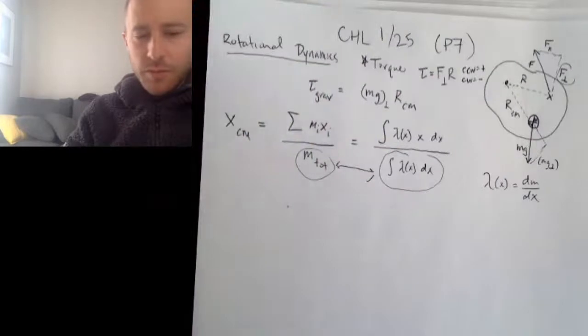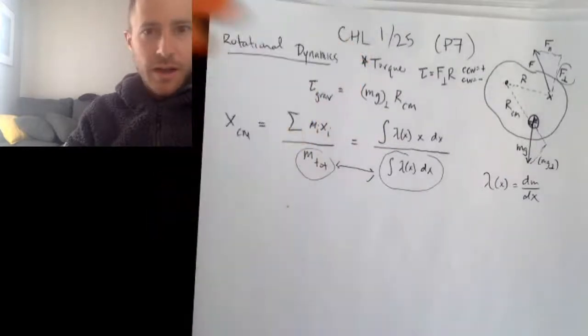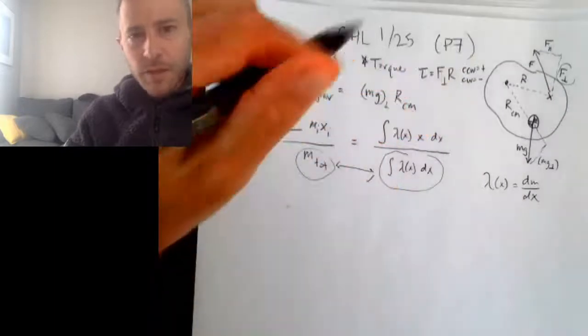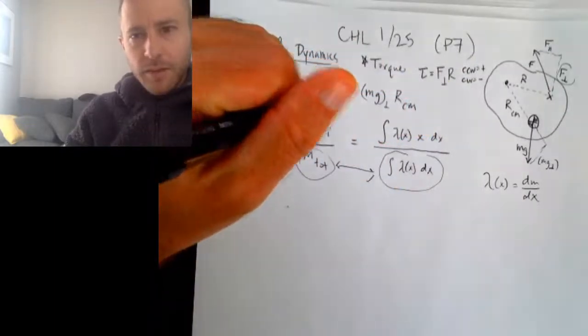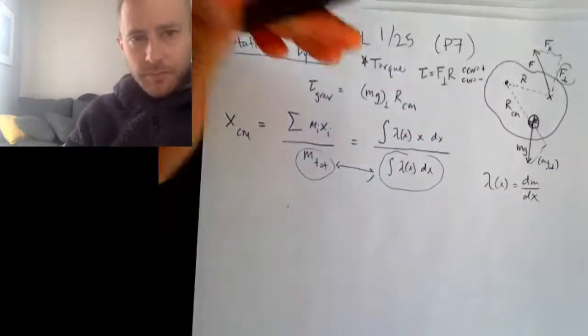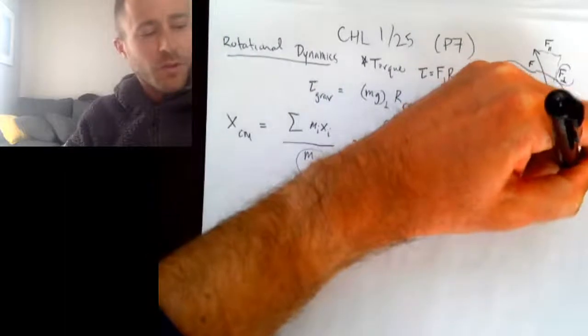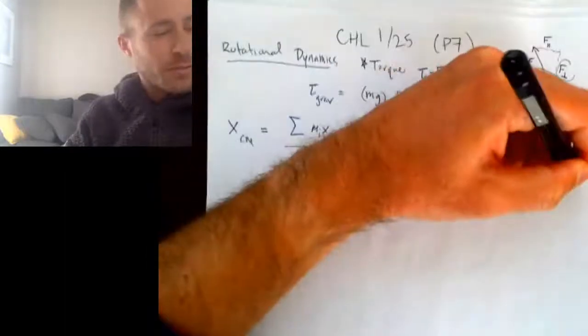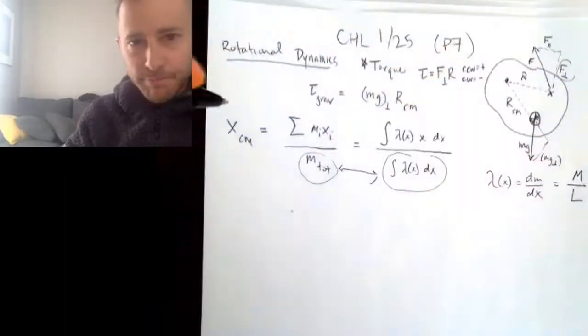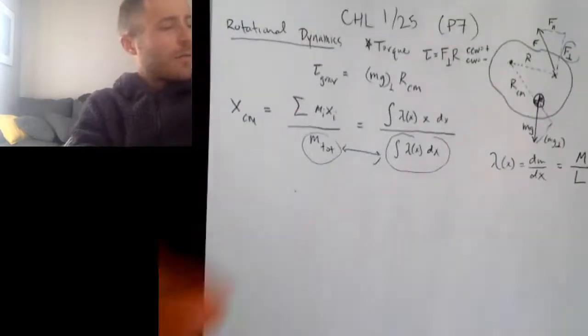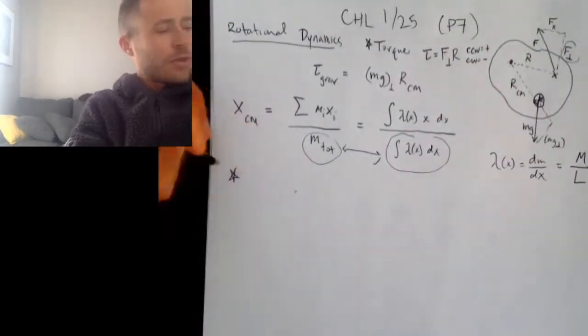Sometimes an object will be stated as having a uniform linear mass density. And if it has a uniform linear mass density, then this would equal a constant, and it would just be the total amount of mass divided by the total amount of length. Okay? Then we talked about rotational inertia.